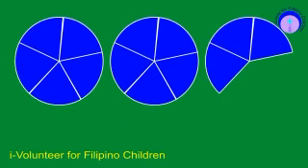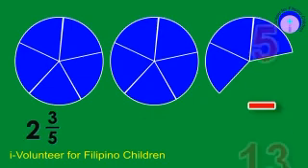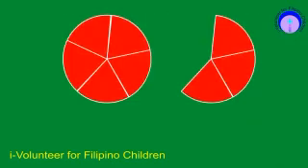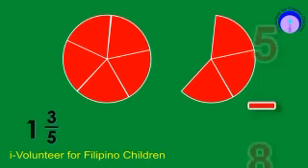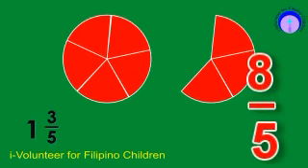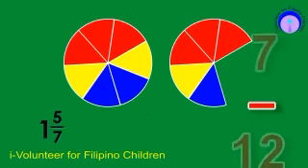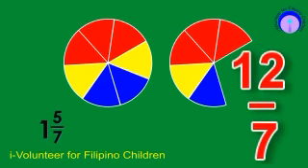Can you convert this mixed number into its improper fraction? The improper fraction is 13/5. The improper fraction is 8/5. The improper fraction is 12/7.